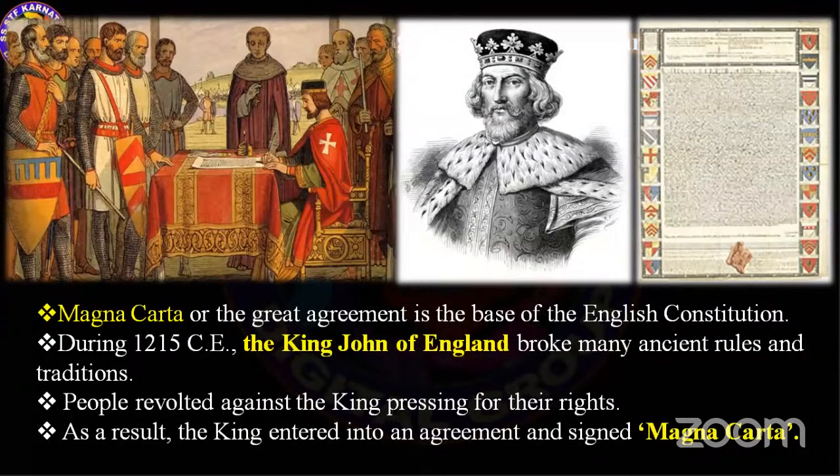During this situation, all the people revolted against the decision of the king. Again they demanded to implement all the rights which they were having. Because of that pressure, the king entered into the Magna Carta, or he signed the agreement of the Magna Carta.